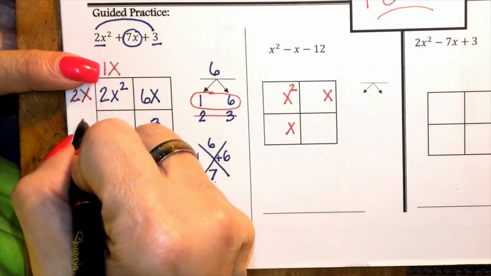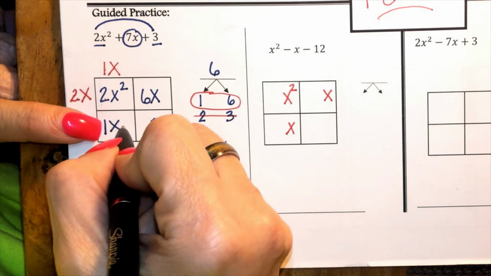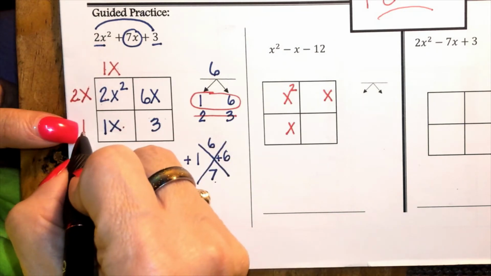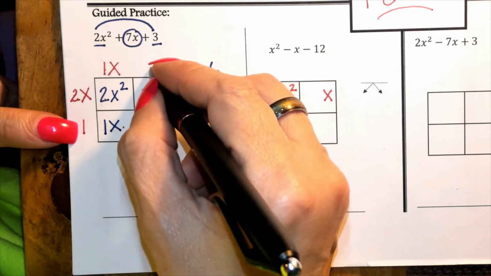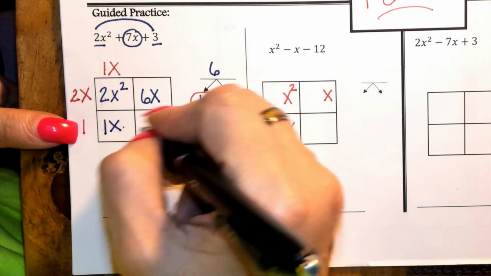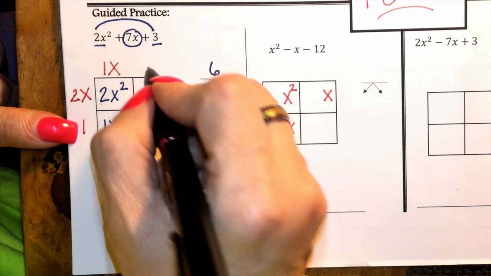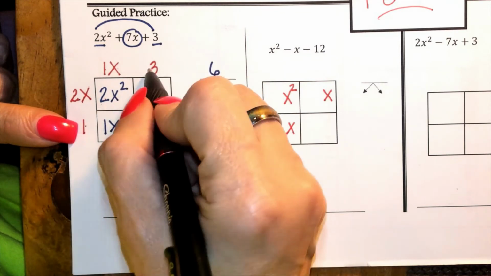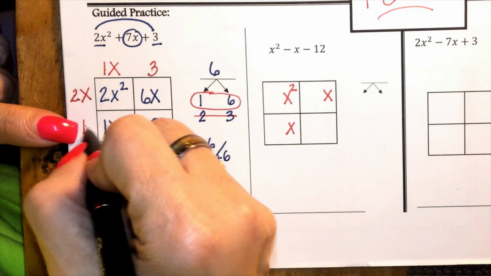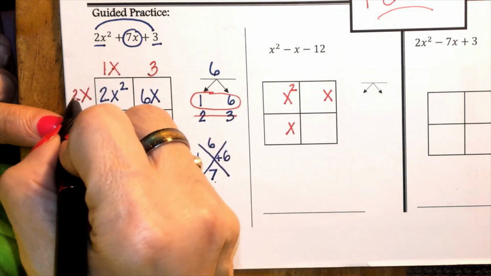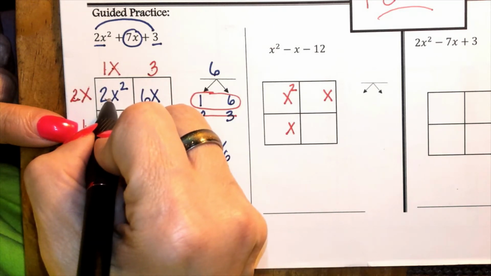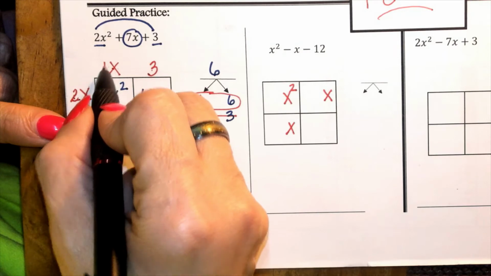1 times what would give me 3? 1 times 3. Let's see, 1 times 3 is 3. 1 times 1x is 1x. 2x times 2x squared, 2x times 1x is 2x squared. 2x times 3 is 6x. Hey, that worked. You just factored it.